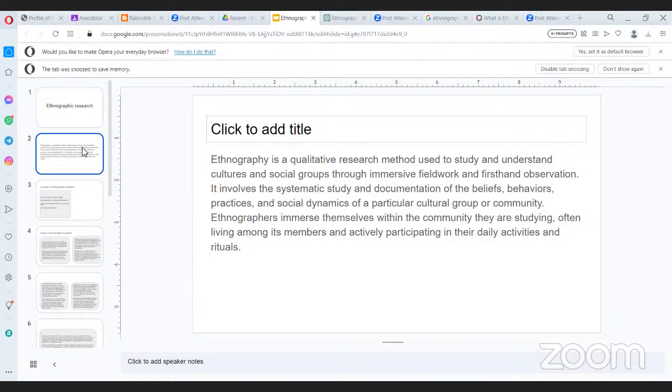Often living among its members and actively participating in their daily activities and rituals. This is also important. You have to participate in their daily activities and rituals. When I collected data from the tribal people of Manipur and the tribal people of Tripura, I observed that there are a lot of rituals involved in their life.